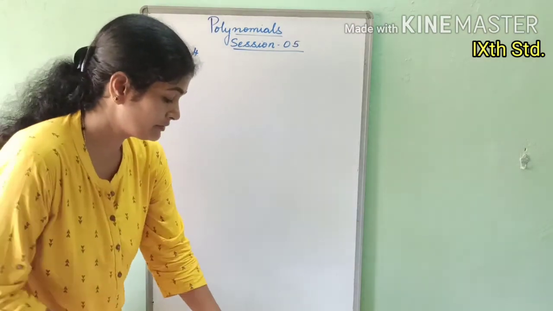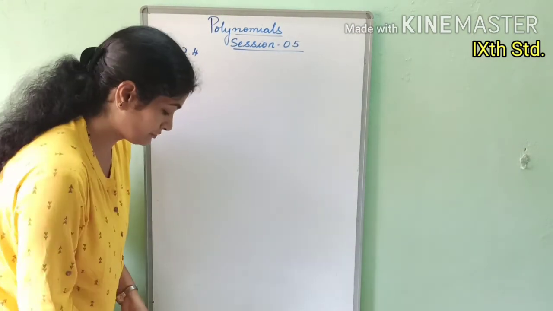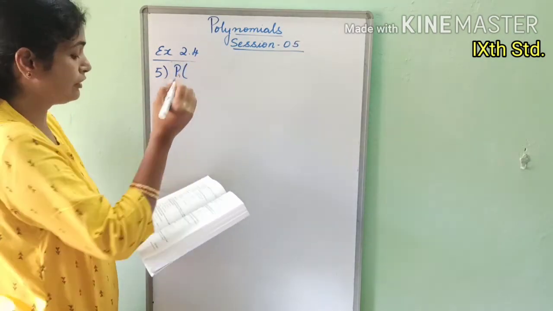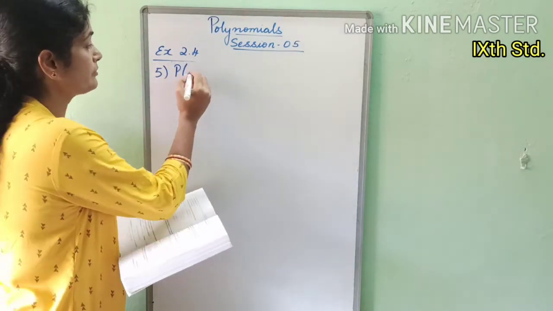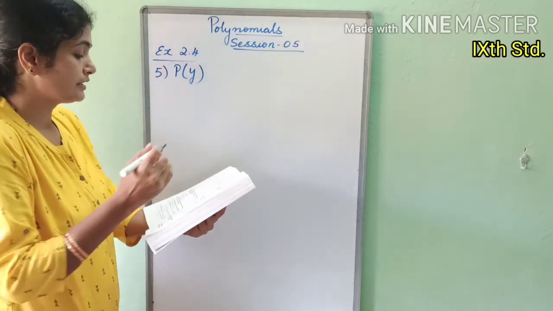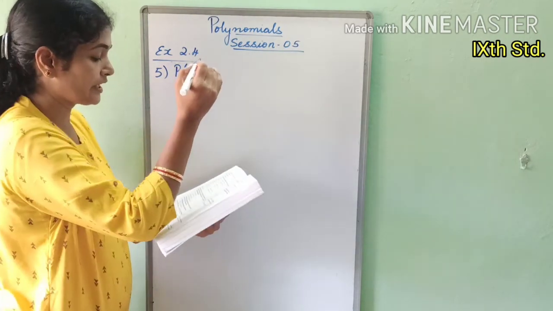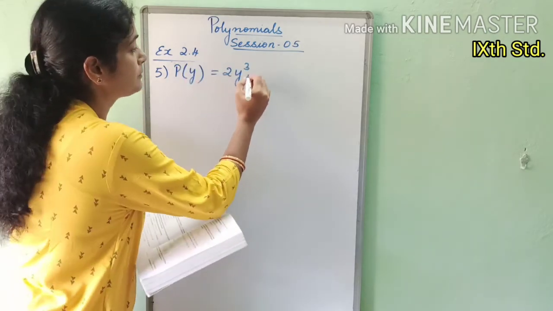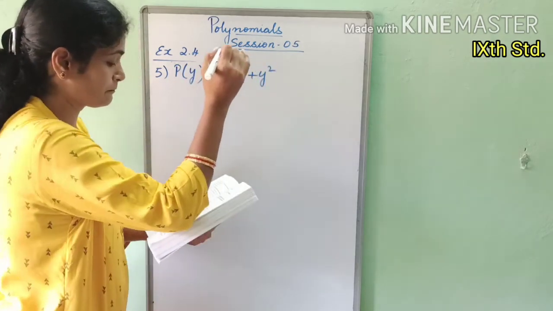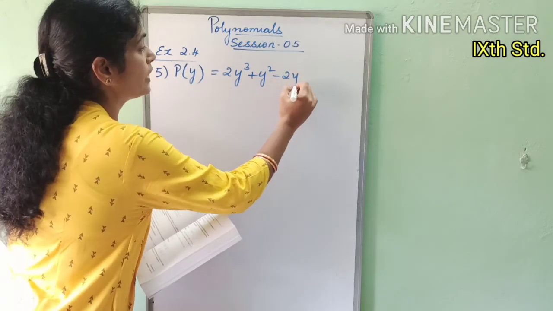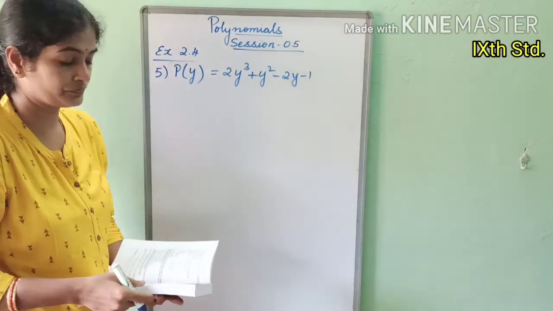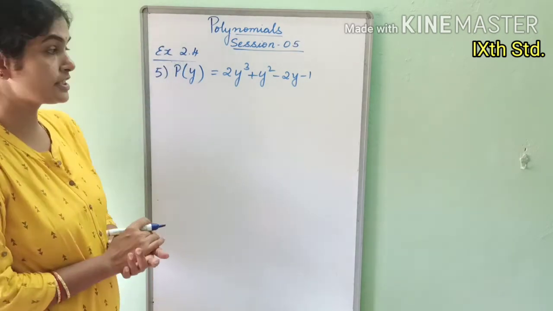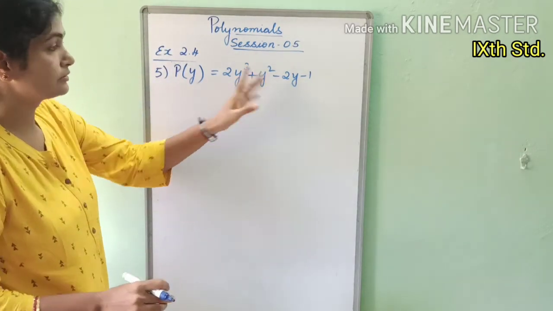Fifth question, fourth part. What is it? Till now we were doing all in x, this time it is being given as p of y. That is, the polynomial is having the variable y. So this is 2y cube plus y square minus 2y minus 1. Then we will find out the factors of this now. Is it correct? Yeah, the question is correct.